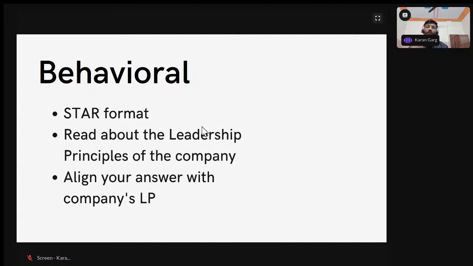So try to come up with 2 to 3 stories, actual anecdotes that you can tell your interviewer, and you should have each and every detail, because the interviewer can dive deep into your question, or your story. So this is about the behavioral round. Any questions so far, guys?